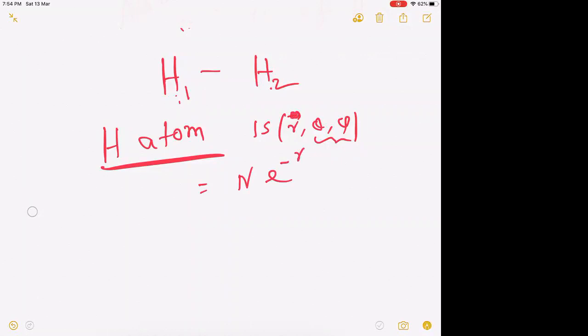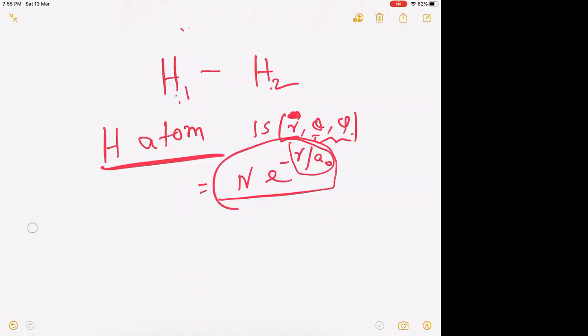Sorry, this is r theta phi. This is not a vector. I'm sorry, because the vector has been expanded into r theta phi, spherical polar coordinates. So r divided by a naught. A naught is the Bohr unit of length. So r by a naught becomes a dimensionless quantity, and that is very important.